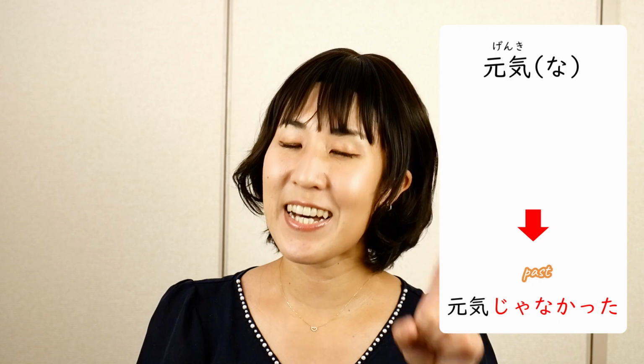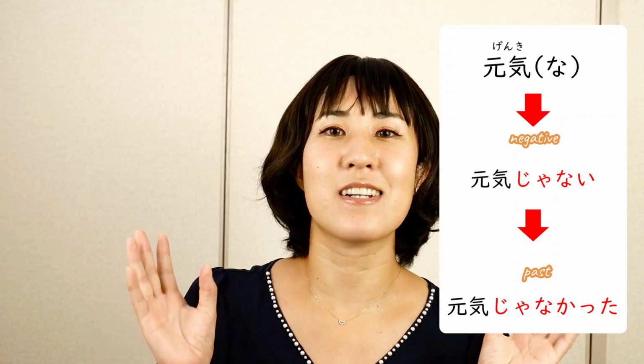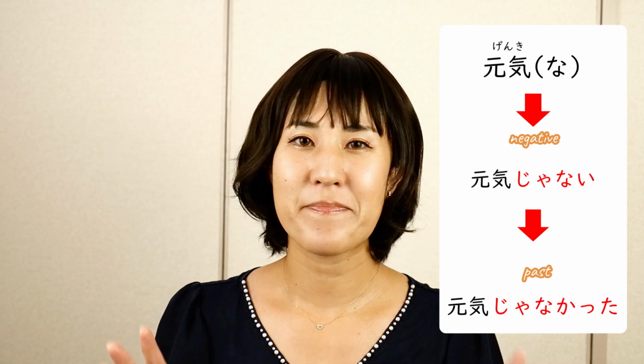What about na adjective? 元気、元気な. What's the negative sentence for 元気? 元気じゃなかった. For past tense, 元気じゃなかった. Okay, so na adjective becomes じゃない. Okay? 元気じゃなかった. Just drop desu. Just 元気じゃなかった is a casual form, short form. Same for nouns.